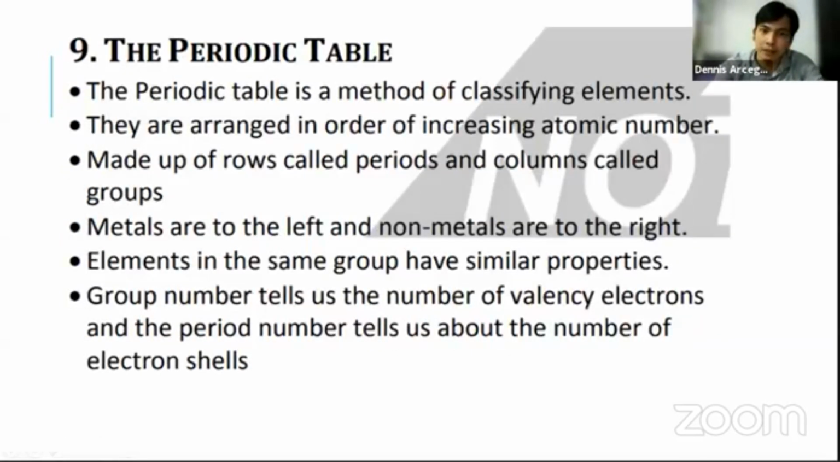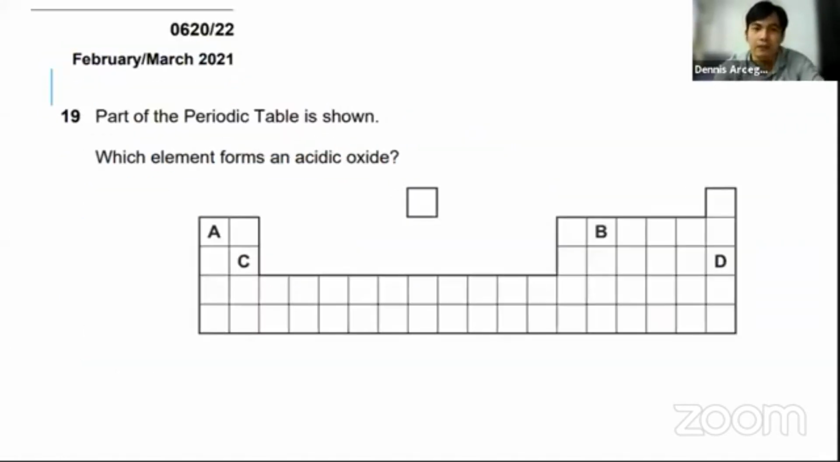So the periodic table, you know, to the left, metals, to the right, non-metals. You know that one already. Now let's try this one. Part of the periodic table is shown. Which element forms an acidic oxide?